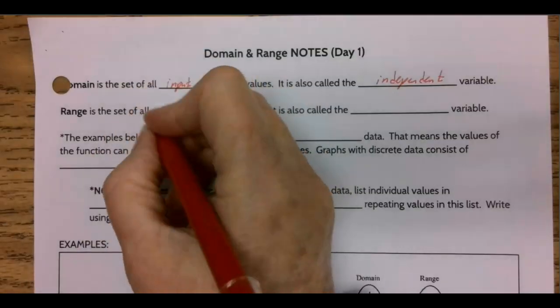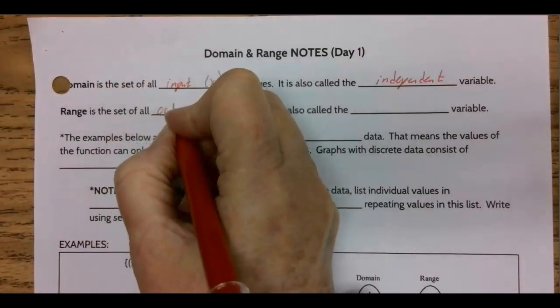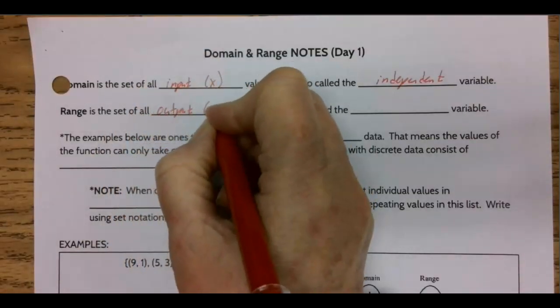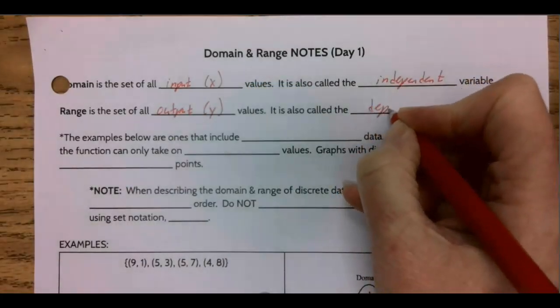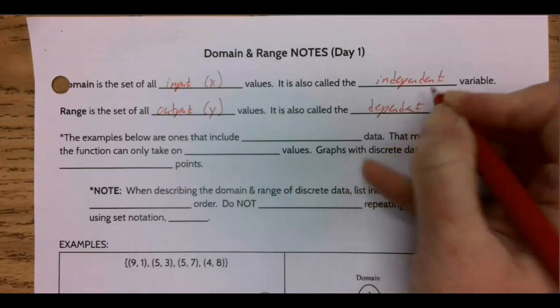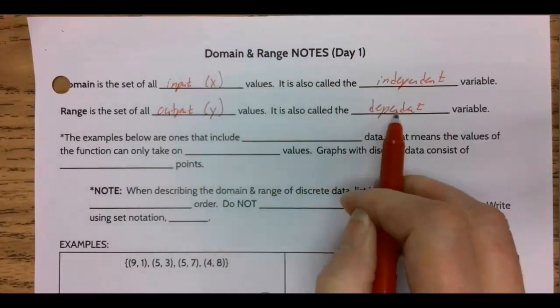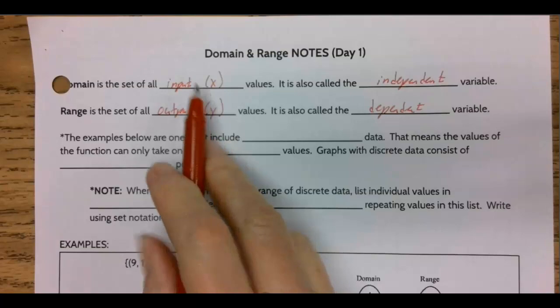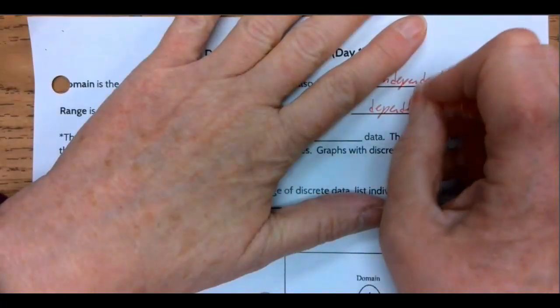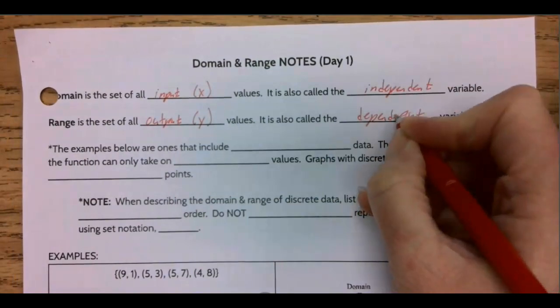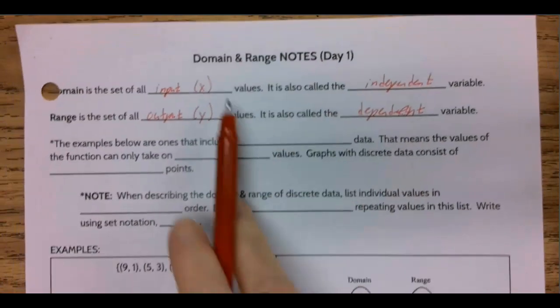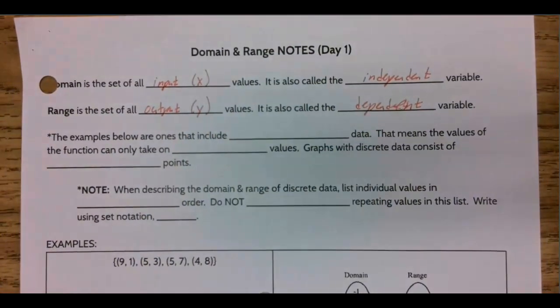The range is the set of all, you probably guessed it, output. And those, of course, are usually the y values. These are called the dependent variables. Now what this means is that y depends on x. Let me spell that a little better. Dependent. Okay, so y depends on x. X is its own free little will.